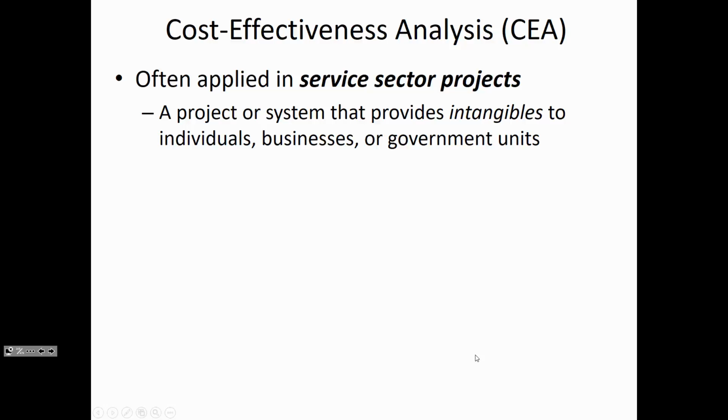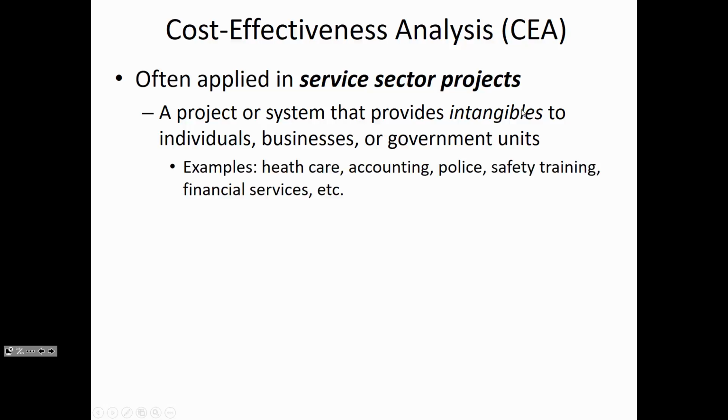Now the types of places where we may need to apply this are government projects, but it's more specific than that. This cost effectiveness analysis is usually applied in the service sector of public projects. And so services are different than physical things that are constructed, like a dam or a road or a bridge. Those are all public service projects, but they're not tangible. What we're going to be talking about today are intangible, so services. Examples of intangible things that are provided by the public sector would be healthcare, accounting, police, financial services.